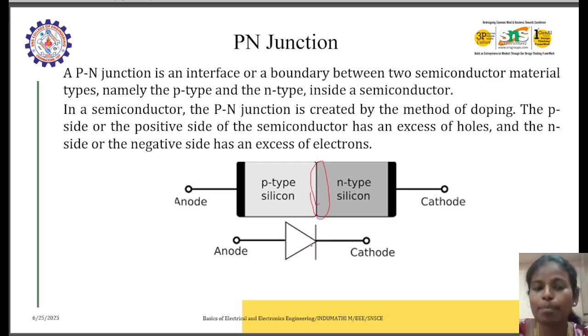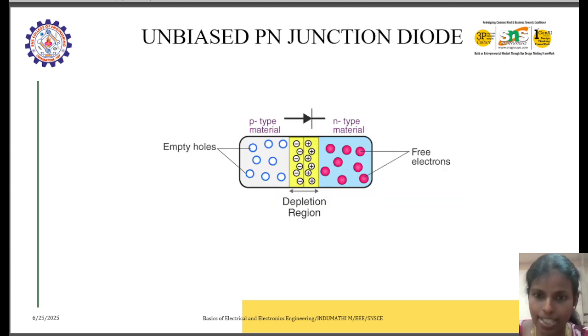So this is the symbol of the PN junction diode. This is your anode, and this right line part is your cathode. Now we'll see how it works. Before biasing, that is, before giving an external supply, we are taking a p-type material and an n-type material.